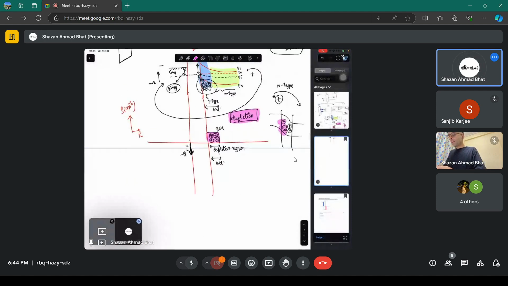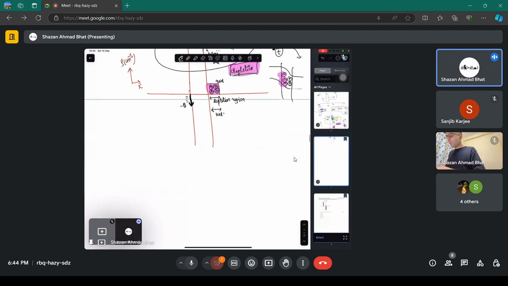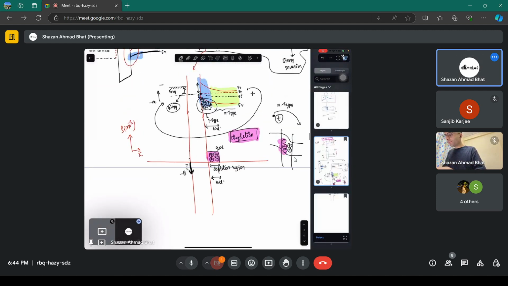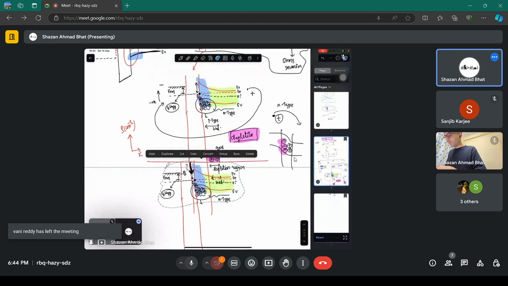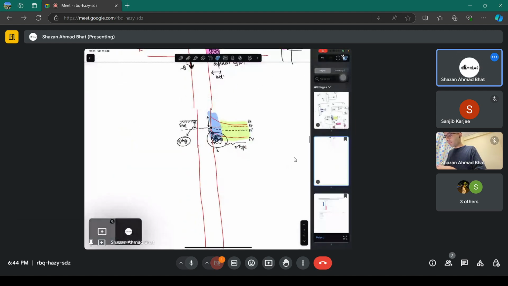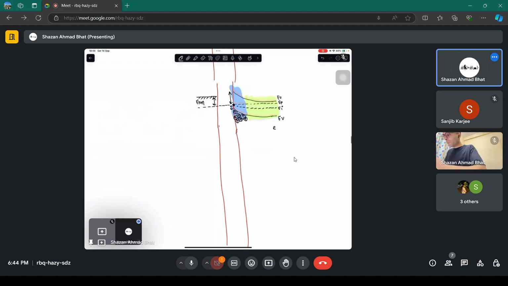Now what happens again? You go on increasing the negative bias. When you go on increasing the negative bias, let me take this particular thing here. Let me duplicate it and move it here. It will fit here. So when you go on increasing the negative bias, let me remove this thing also because I've explained it.